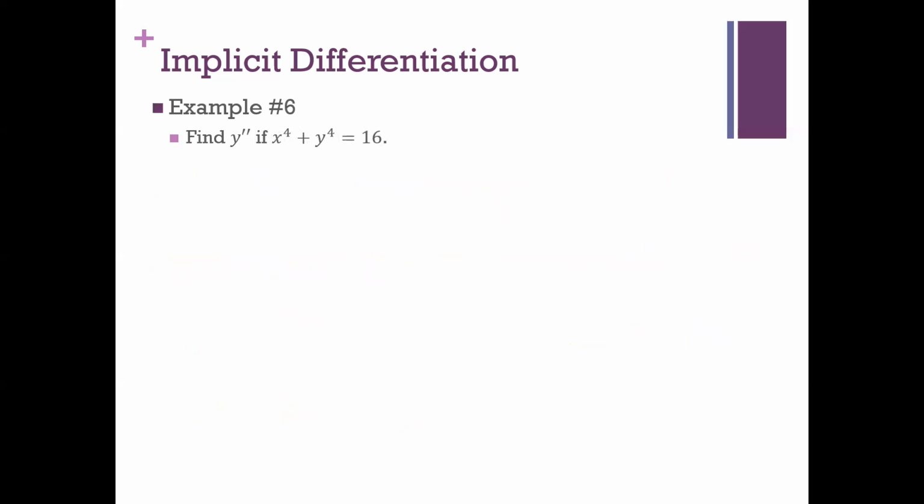So x to the fourth plus y to the fourth equals 16. I want to find y double prime. If I want to find y double prime, what must I do first? I've got to find y prime. So first we're going to find y prime. So let's do that.